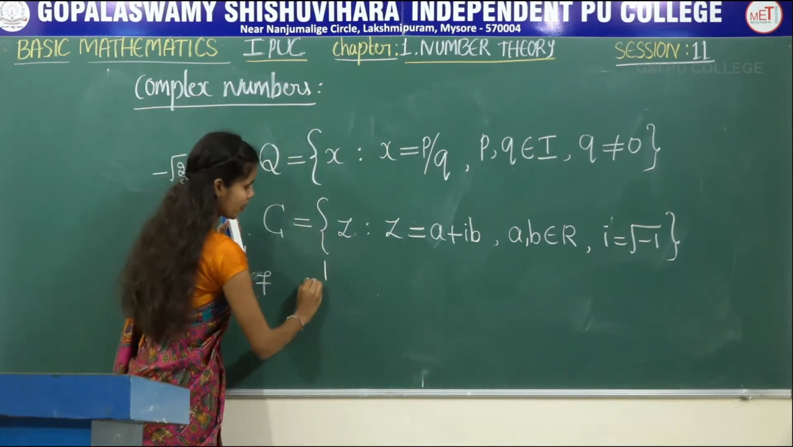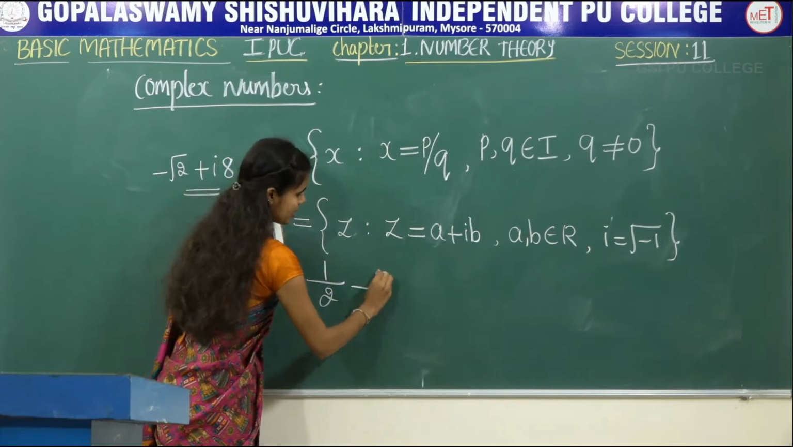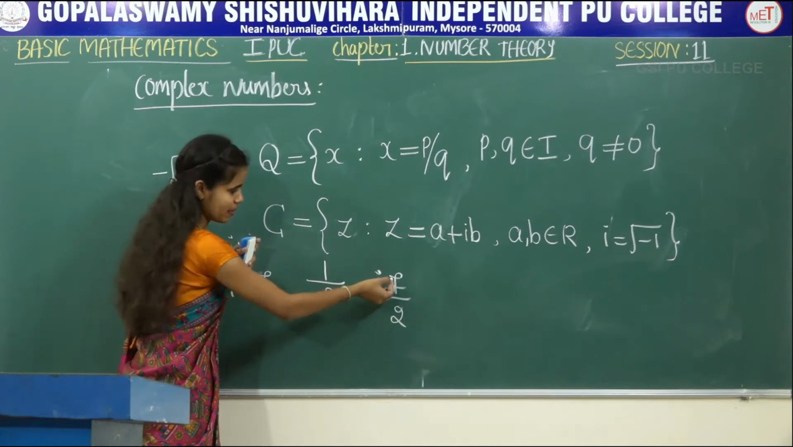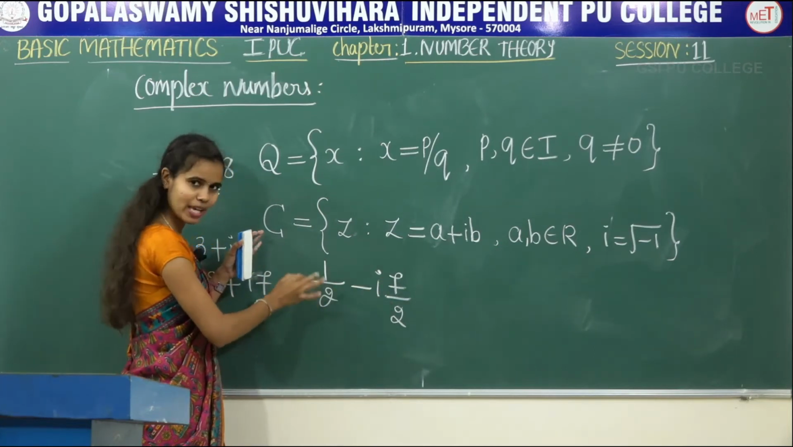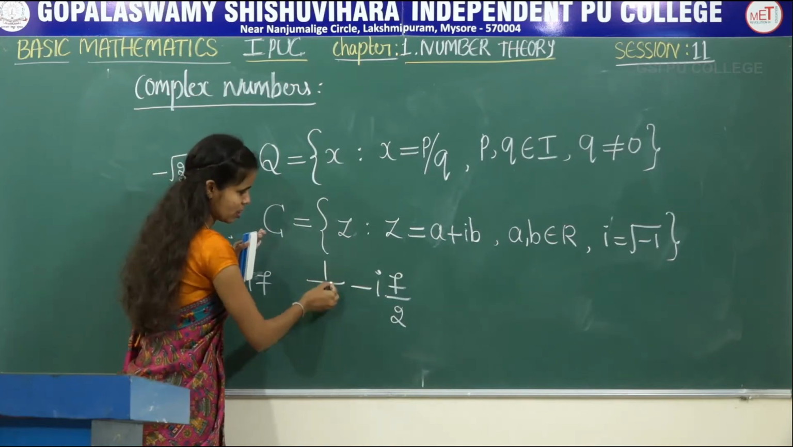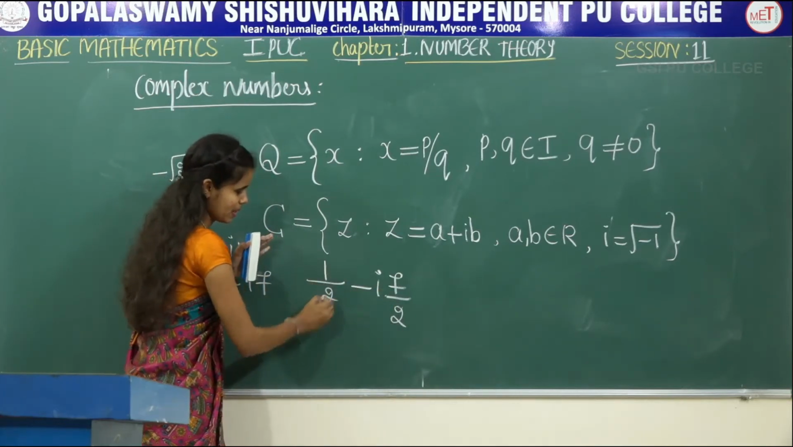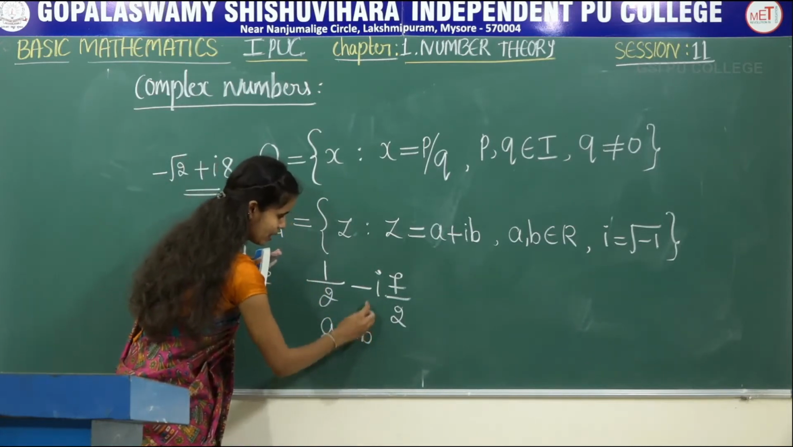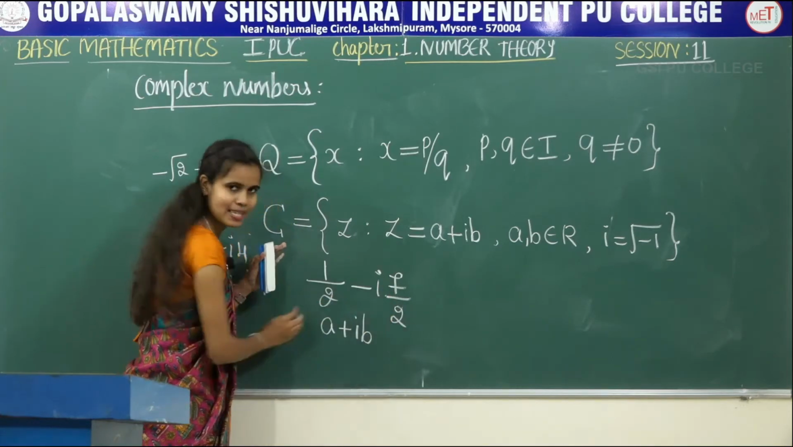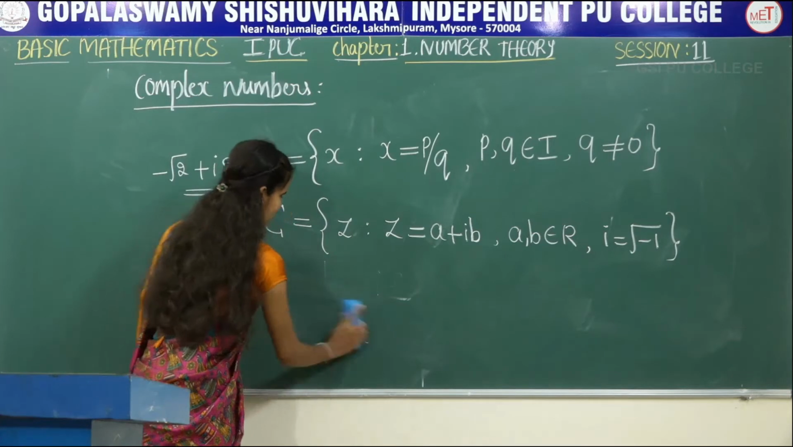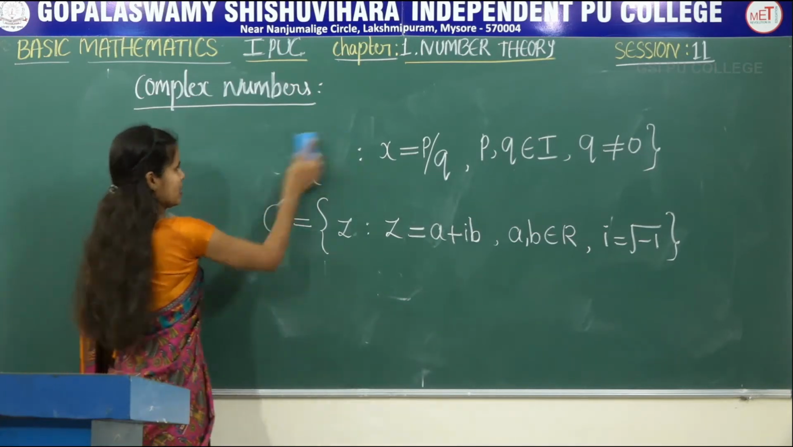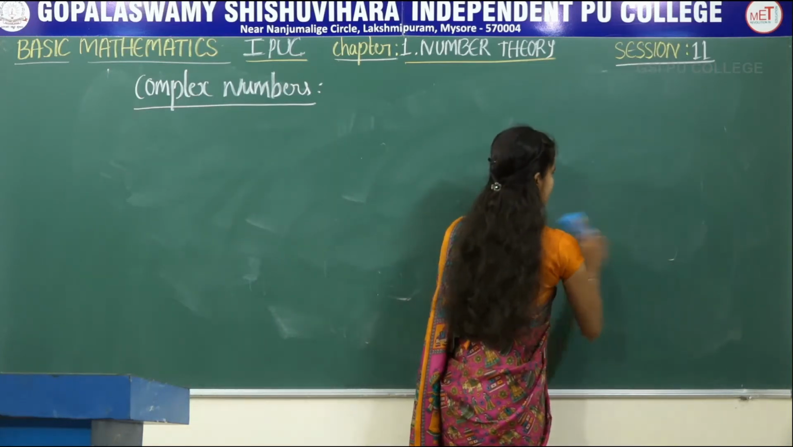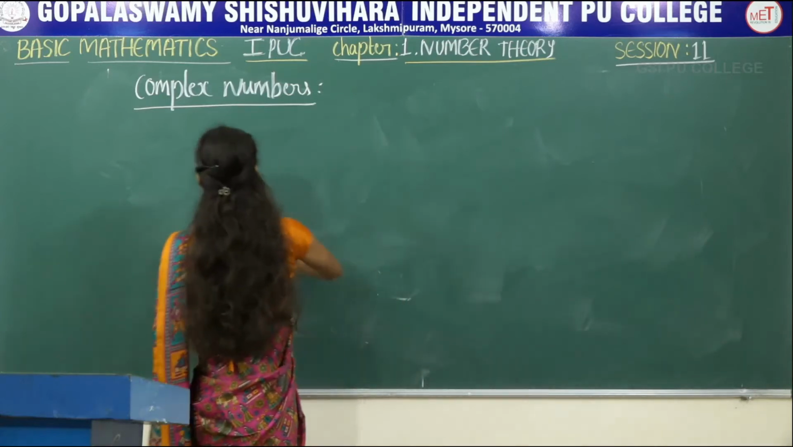Next consider 1/2 - i·7/2. This is also a complex number. Here 1/2 is a rational number and 7/2 is also a rational number, and a rational number is also a real number. Therefore these two are real numbers. It is in the form a + i·b, where a = 1/2 and b = -7/2. These are called complex numbers. So a complex number must be in the form a + i·b, where a and b are real numbers.